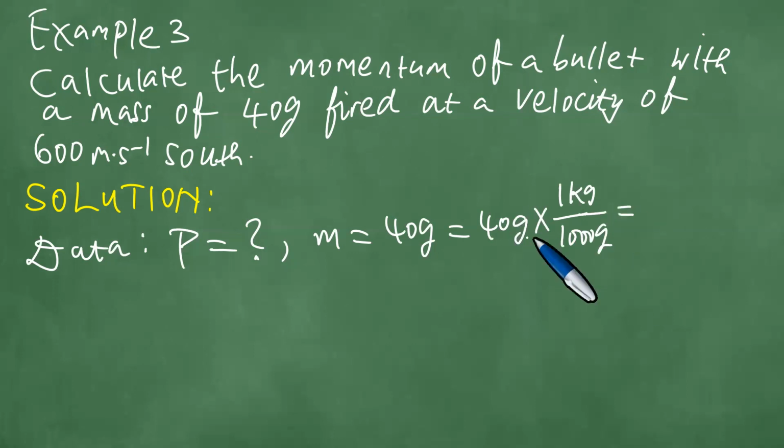And this, you divide everything. So which means 40 divided by 1,000, which is 0.04. Okay, normally it's common to use this.